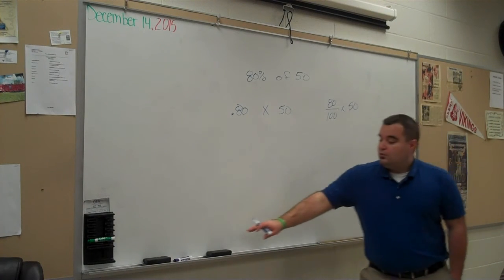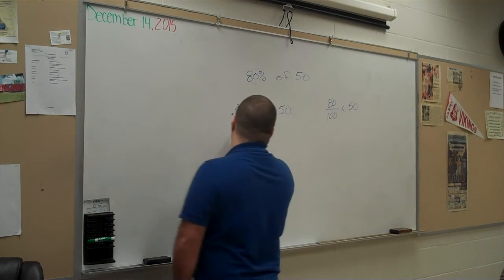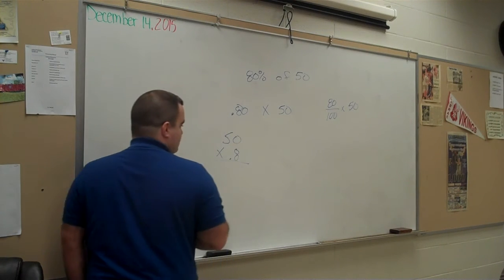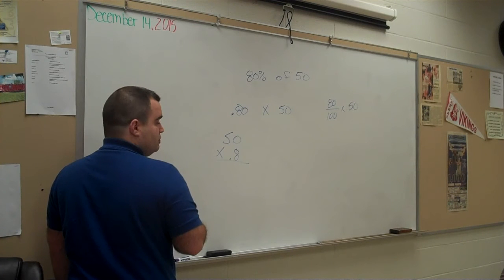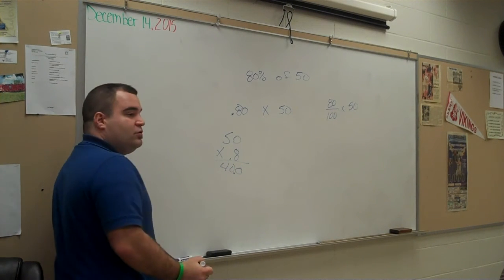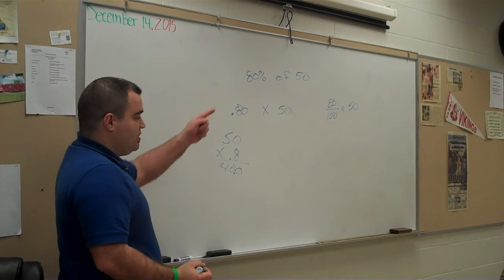Now, let's do it both ways. 50 times 0.8, that's easy. There's your answer: 40. It's easy. You got 40, correct? Yeah. Let me show you how to do it the book way.